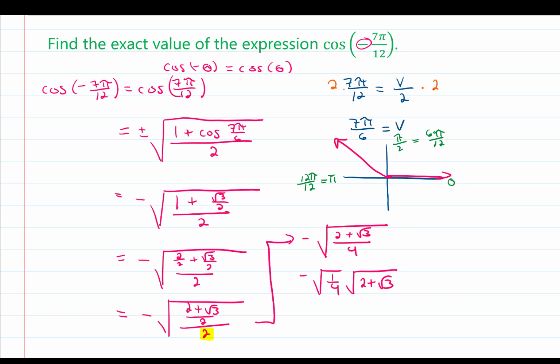I'm going to evaluate the square root of 1/4 to give me 1/2, so this is negative 1/2 times the square root of 2 plus the square root of 3. And I can rewrite that as negative square root of the expression 2 plus the square root of 3 all over 2, if I'd like to. And that is the exact value of cosine of negative 7 pi over 12.